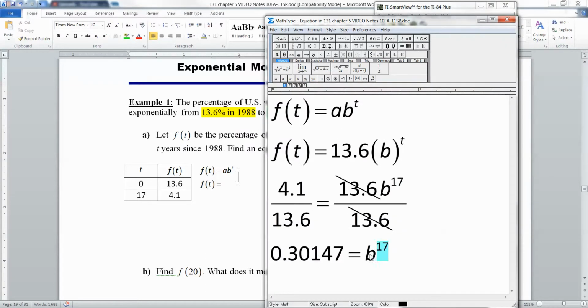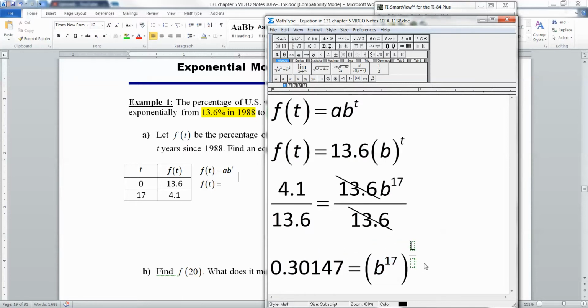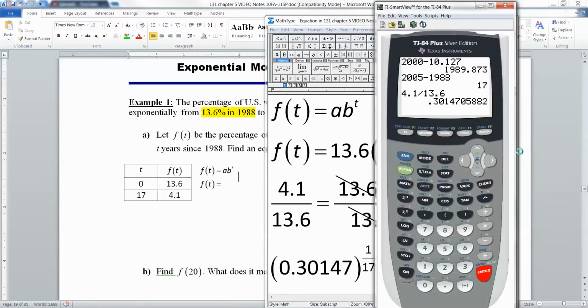Okay, so then I want to get b by itself, so I'm going to raise both sides to the, remember from chapter 4, the 1 over 17 power. You do it to the left, you got to do it to the right, keep everything fair and copacetic and all that good stuff. So I'm going to make the calculator do that. It'll take my last answer, which was that 0.301 blah, blah, blah, and I want to raise it to the 1 over 17.